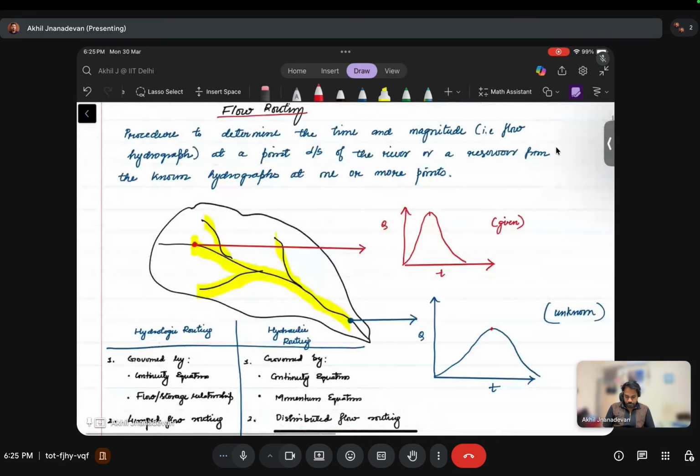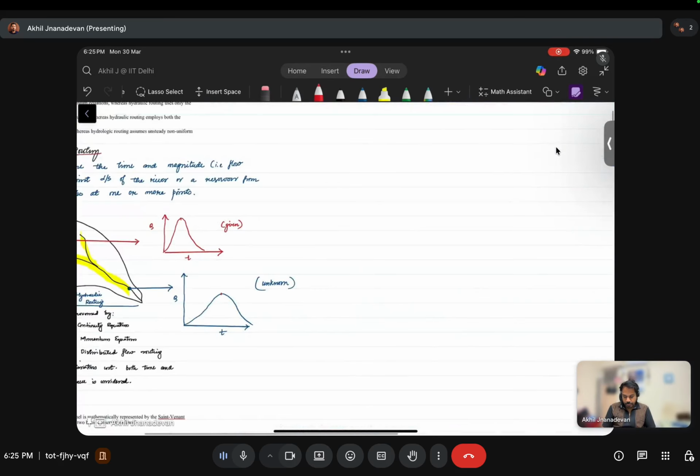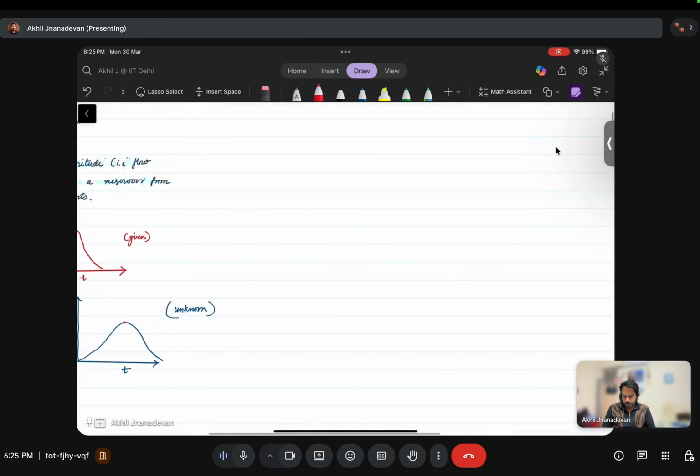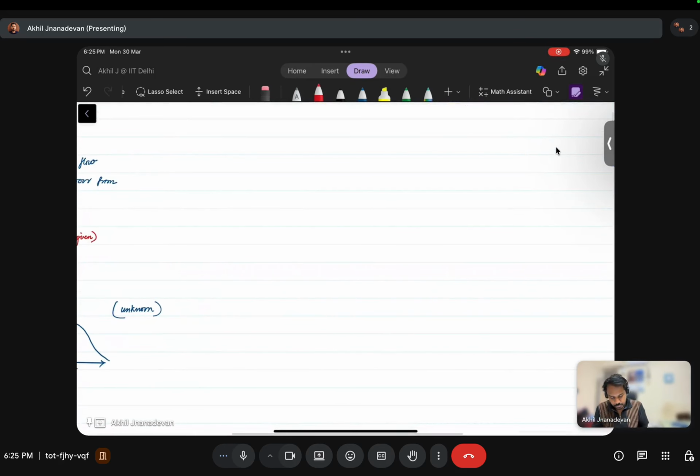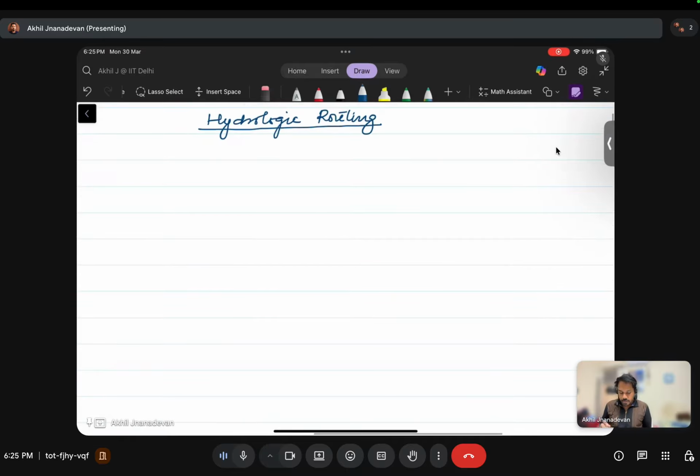So I will give a brief about what hydrologic routing is. Not hydraulic, no, hydrologic routing. So we are dealing with hydrologic routing.